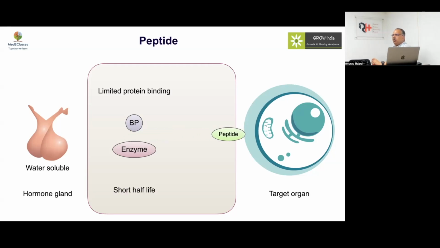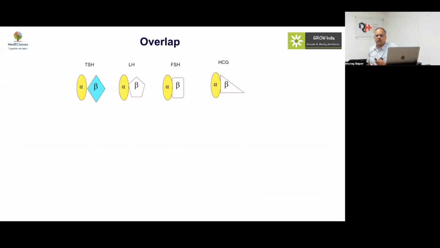Now they cannot enter. They are not allowed inside the cells. So they will have to act through a receptor. They will ring a bell, and that bell will cascade the system. So this is an extracellular system which is there. In the system of peptides, you have multiple overlap. The classical example is these glycoproteins.